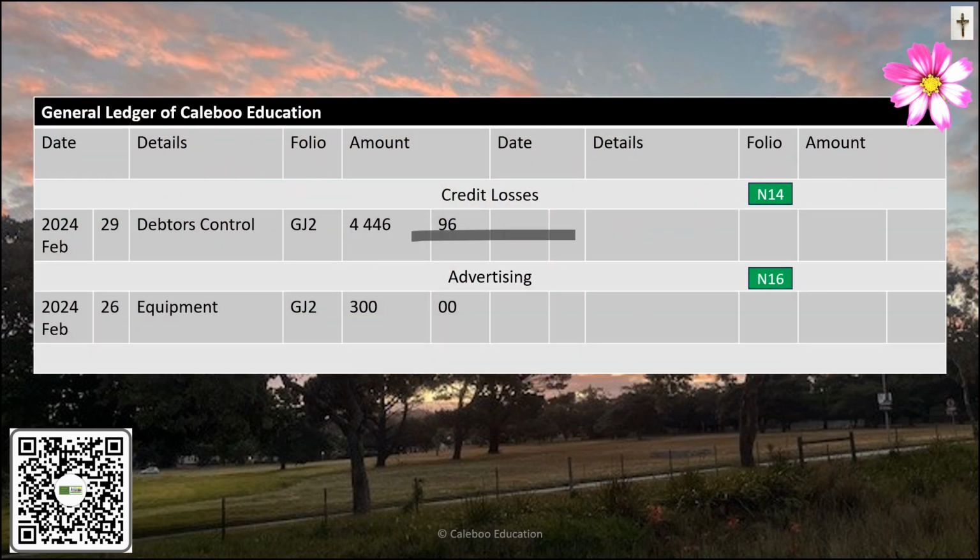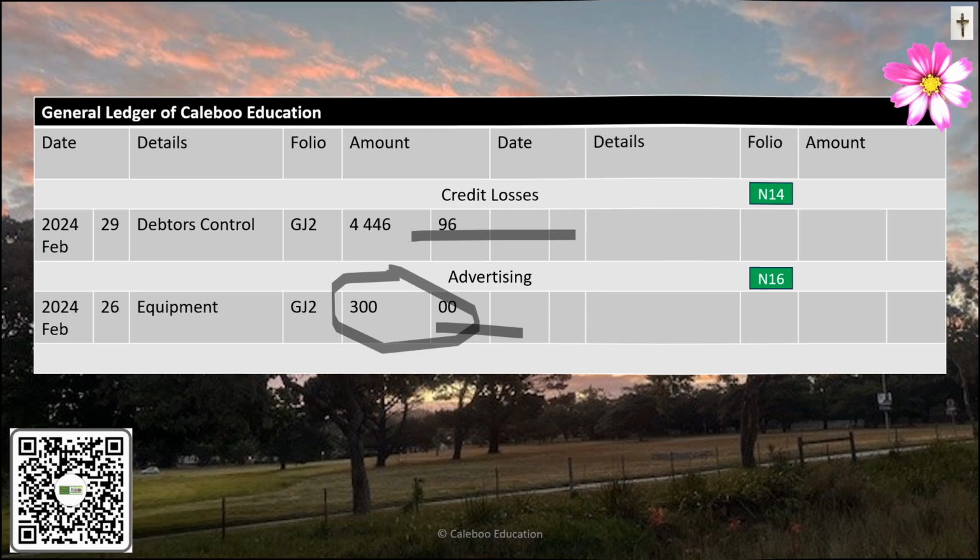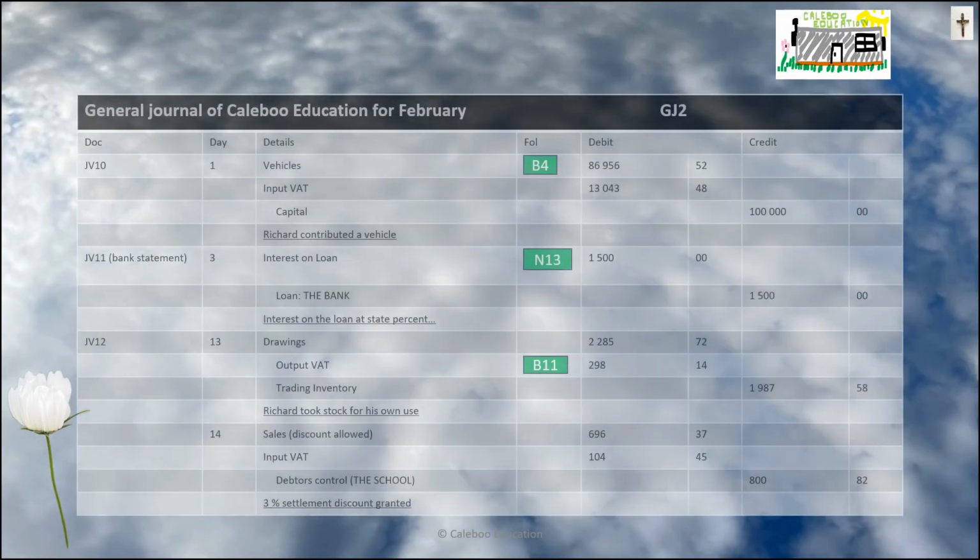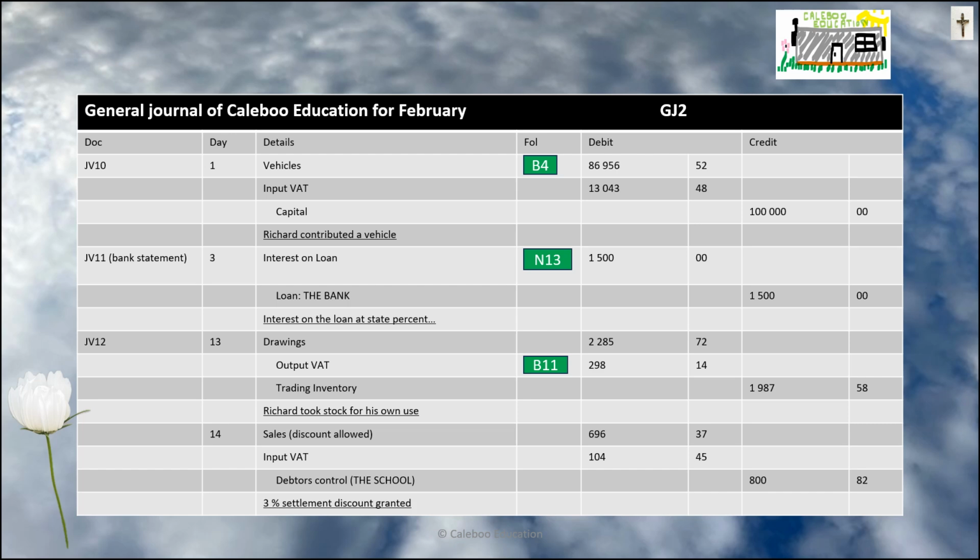Bad debts. Credit losses is bad debts. We looked at that. Advertising is an expense. There was a correction of error. And now what I did was I went back to the journal and I filled in just some of the folios as an example. Once you've done the ledger, you can come back and fill in the folios.